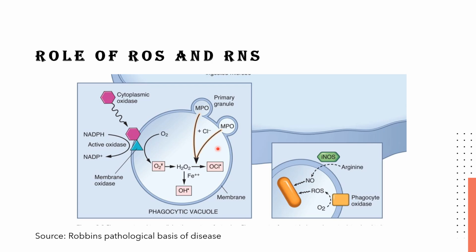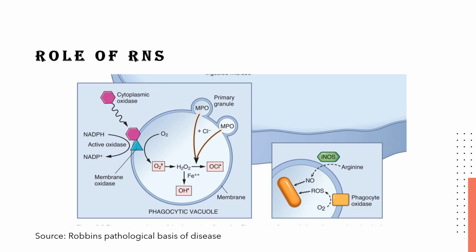I'll repeat, we have two major systems which will ensure that the bacteria are killed. One is conversion of the H2O2 to OCl minus along with the MPO with Cl minus. This is called the H2O2 MPO halide system, which is a powerful bactericidal agent. H2O2 will also generate the OH minus along with the Fe2 plus, and that is called the Fenton reaction.